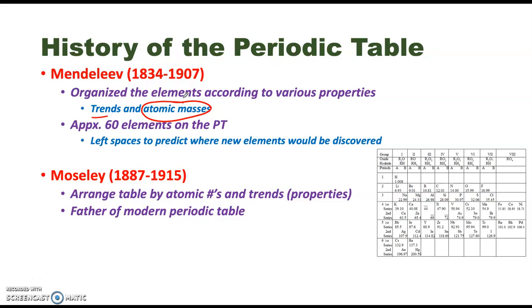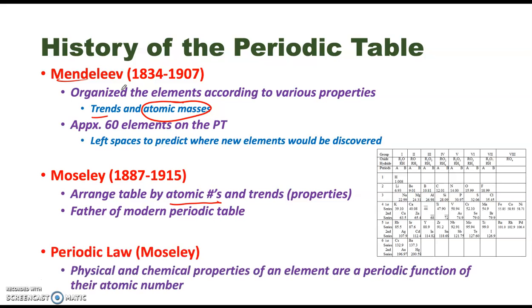It turns out that Moseley fixed that. Moseley arranged them by their atomic number, and that flipped around the few that Mendeleev had wrong. So he's considered the father of the modern periodic table. That's the difference between Moseley and Mendeleev. Mendeleev organized them by their mass. Moseley organized them by their atomic numbers and solved the few problems that Mendeleev had. So if I ask who's the father of the modern periodic table, you should say Moseley.